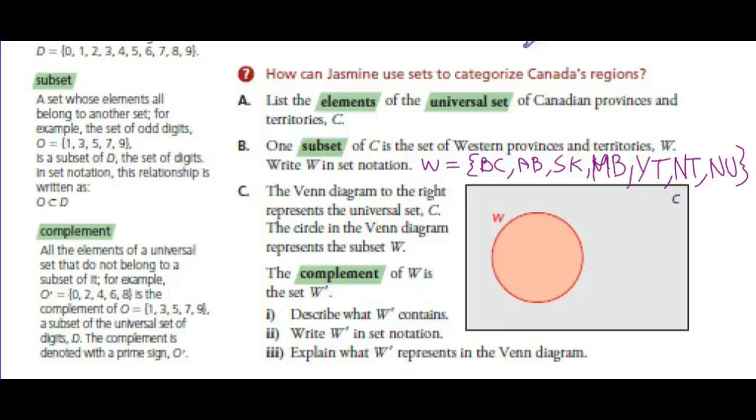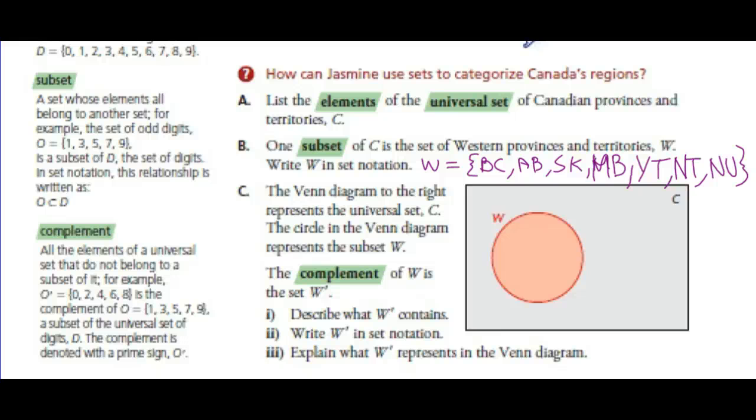Right? A subset. Here, we should define subset: a set whose elements all belong to another set. For example, the set of odd digits, 1, 3, 5, 7, 9, is a subset of D, the set of digits. In set notation, this relationship is written as O.